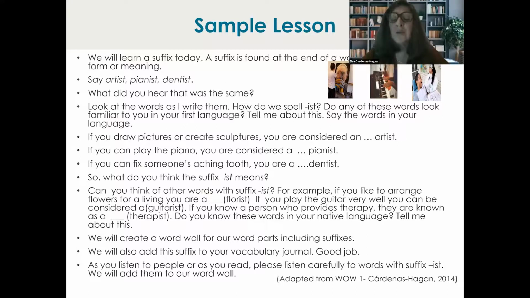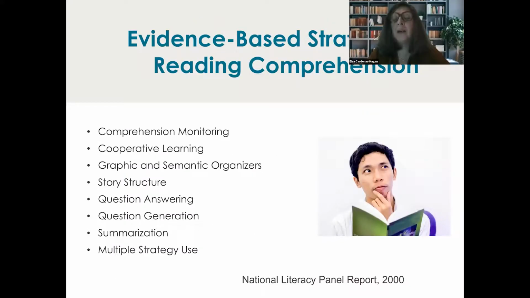If you like to arrange flowers for a living, you are a florist. If you play the guitar very well, you're considered a guitarist. If you're someone who provides therapy, you're a therapist. Any of these words in your language? Yeah, florista, guitarista, terapista. We can create a word wall, and we're going to add to this, and we can be thinking as we listen to people speak or as we read, we can continue to add these. So 2 great word learning strategies, morphology and cognates. We'll end today with thinking about reading comprehension.